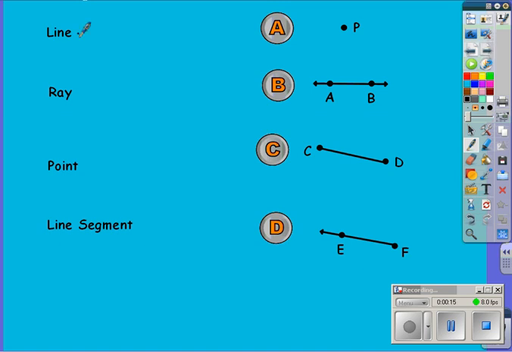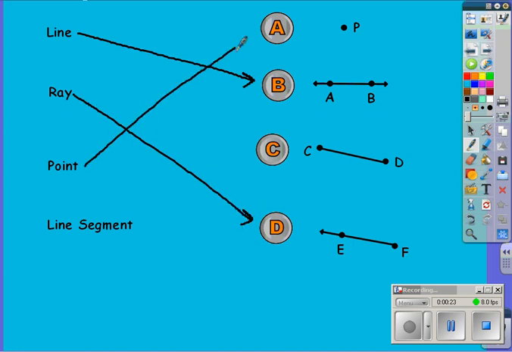A line matches with figure B. A ray matches with the figure at D. A point matches with the figure at A. A line segment matches with the figure at C. We're going to go a little bit more in depth on these and add a few more vocabulary words.